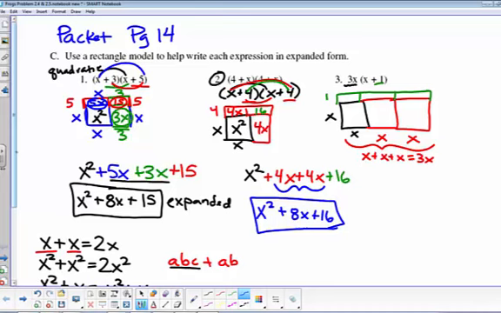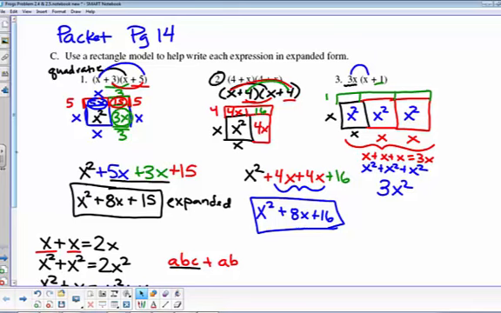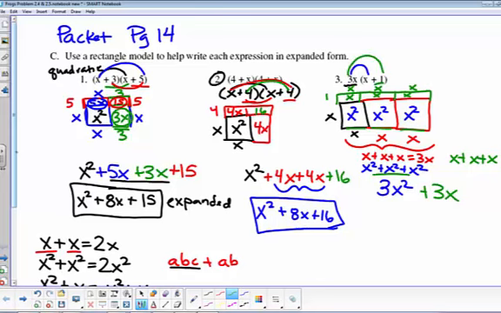So if we distribute this out, we get 3x squared, and that's because we have 3 x squareds. X squared plus x squared plus x squared is 3x squared. And then these boxes are each x because they're each a 1 by x. All of these are x's. So x plus x plus x is 3x. So that multiplication is 3x.